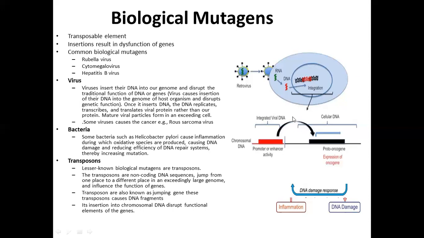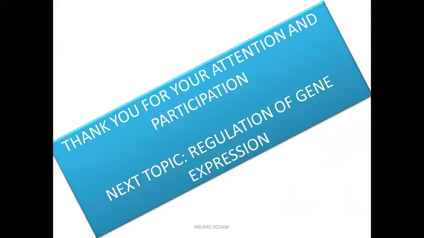The pictures are simply depicting what we've been talking about, for example, a virus causing an integration of the viral DNA in the human genome, and that leads to the replication, transcription, and translation of the viral genome. And bacteria are going to cause inflammation, which is going to cause damage to the DNA. So these are the mutagens that cause non-spontaneous mutations.